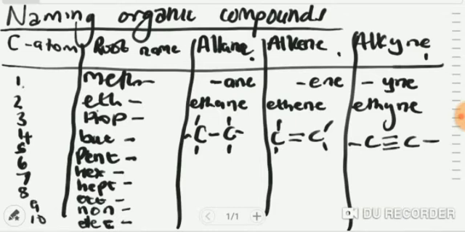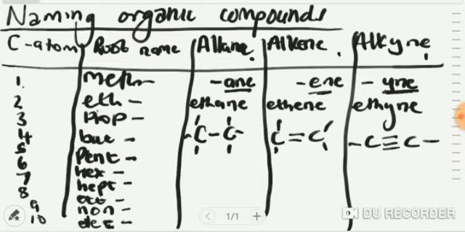So if it has two, it's eth, 3 prop, 4 but, 5 pent, 6 hex, 7 hept, 8 oct, 9 non, and 10 dec. So it can be decane, decene, or decyne. Same as the other ones which have carbons above 2.